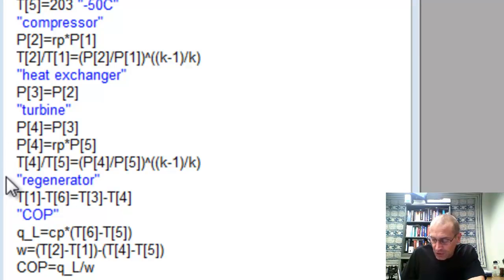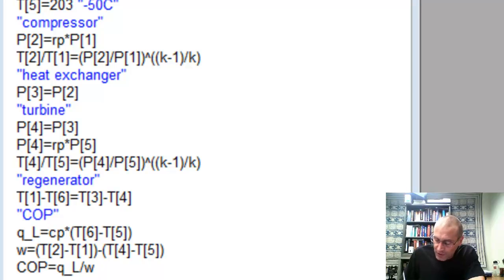And then again, I have an isentropic turbine. T4 over T5 is P4 over P5 to the (k minus 1) over k. And then I'm just saying my regenerator is just an energy balance, and the temperature differences are the same. So fundamentally, that would actually be the changes in enthalpy, which is Cp times the delta T, and I've just dropped out the Cp.